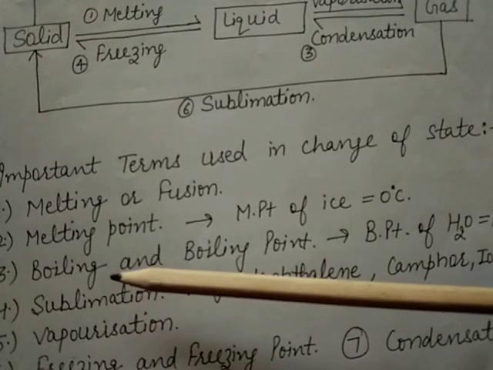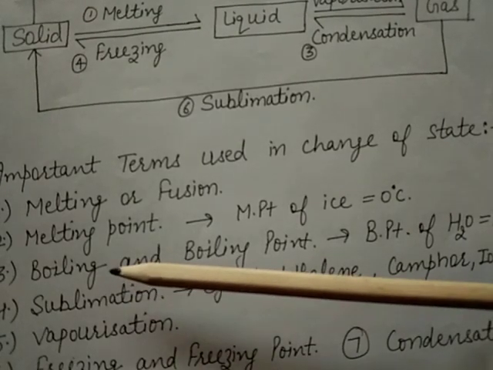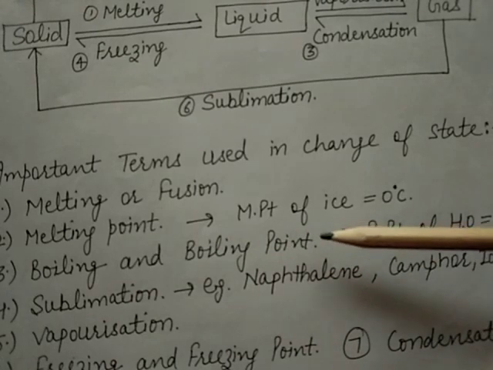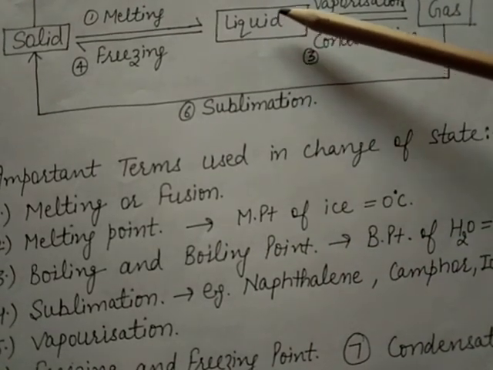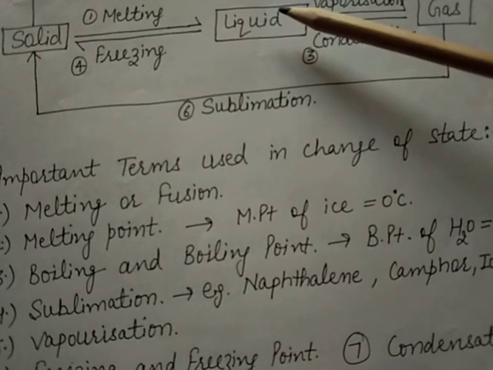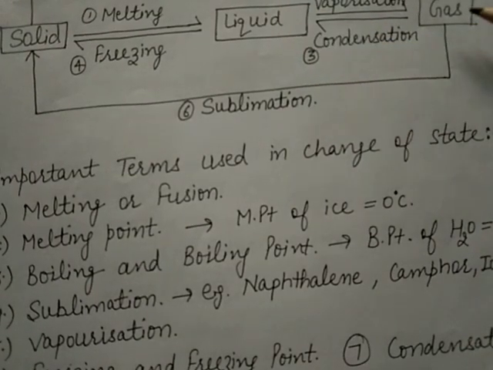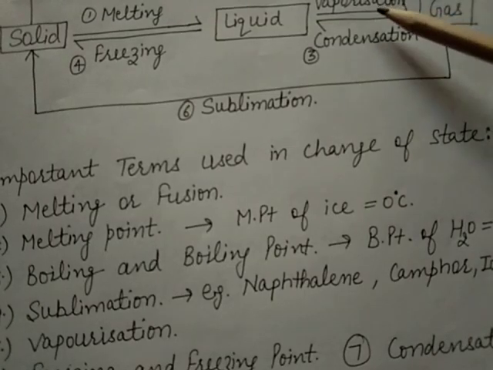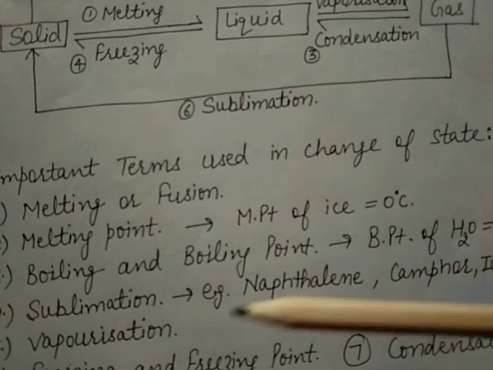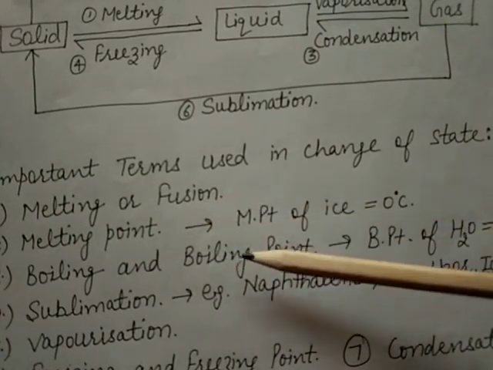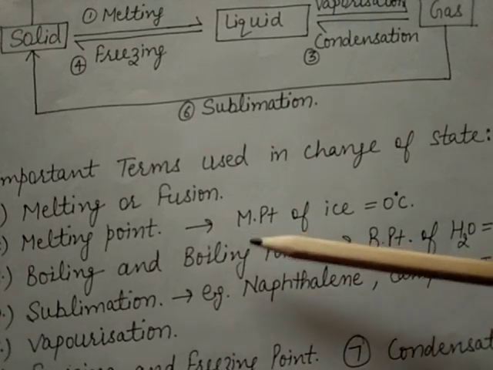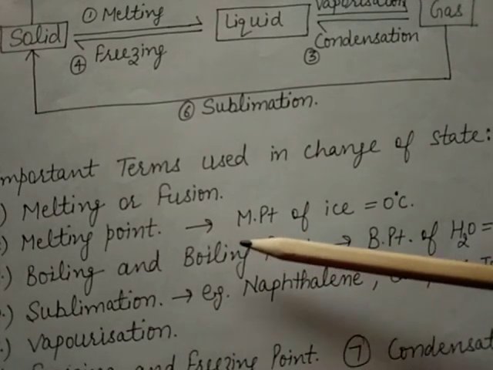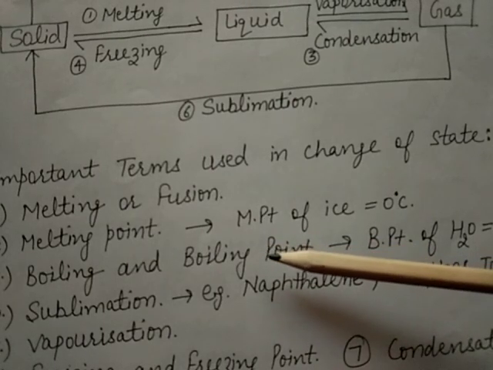Now the next important term is boiling and boiling point. Boiling is a process of conversion of a matter from its liquid state to gaseous state at a specific condition of temperature and pressure. And what do you mean by boiling point? The temperature at which the liquid starts boiling at atmospheric pressure. This is called boiling point.